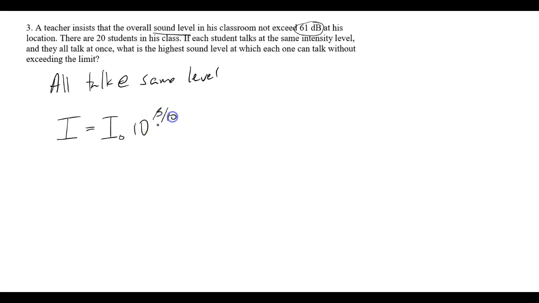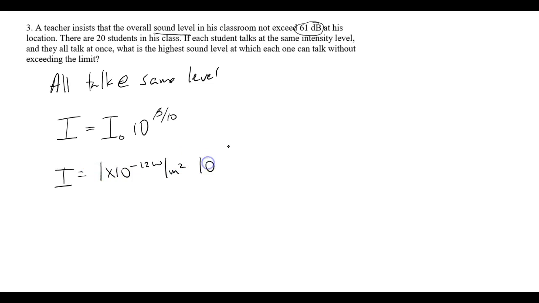Now we're going to make the assumption that they all talk at the same level. Now, remember, we never want to deal with the decibel scale when we do math. So the first thing I'm going to do is find the intensity of 61 decibels. So the intensity of 61 decibels would be I naught times 10 raised to beta over 10. So I naught is the threshold of hearing, the lowest sound that we could possibly perceive.